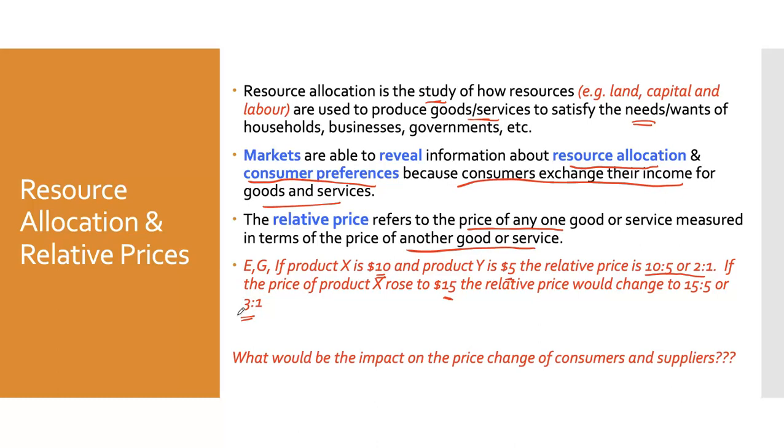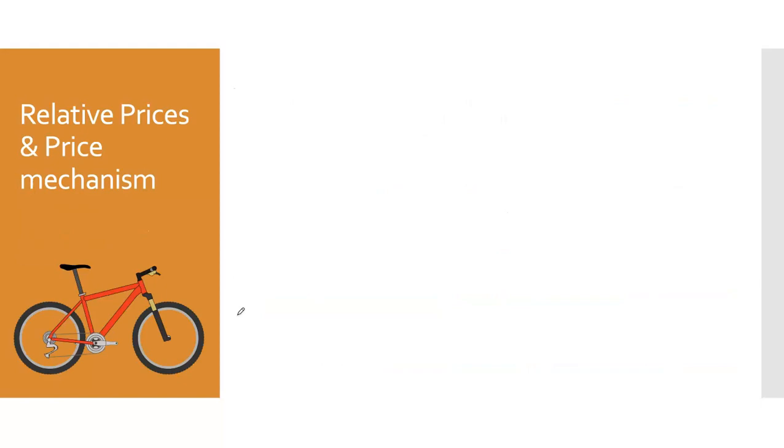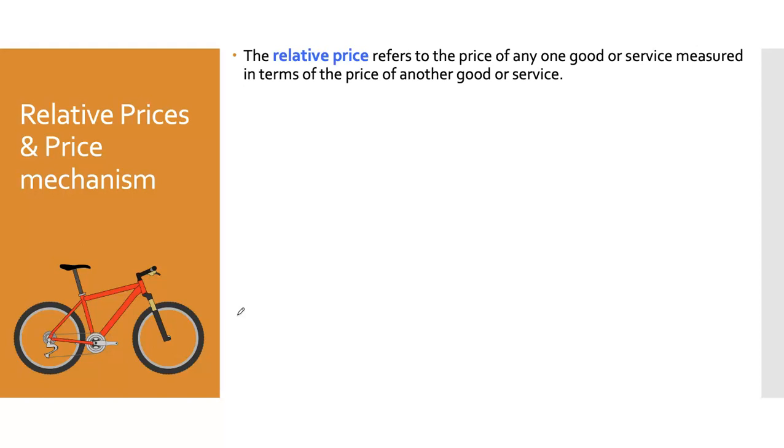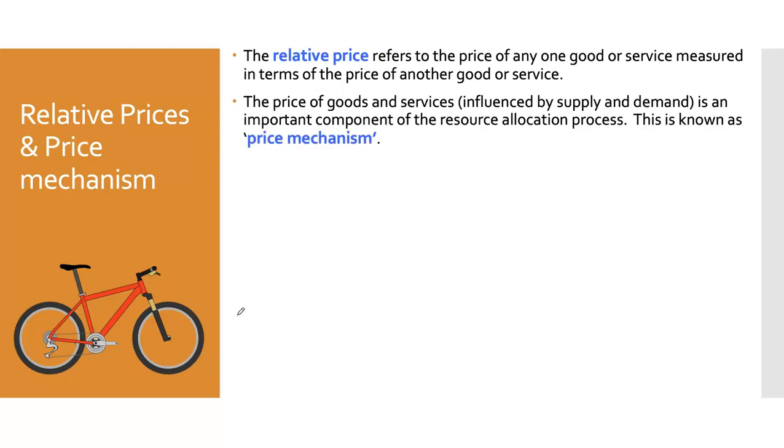So what would be the impact of this price change on consumers and suppliers? Well, it probably logically suggests that suppliers would like to produce more product X because the price has gone up. But consumers would say, well, product X is getting too expensive for me, I will purchase more product Y. So relative prices and the price mechanism are important concepts. We know that relative price is the price of one good measured in terms of the price of another good.